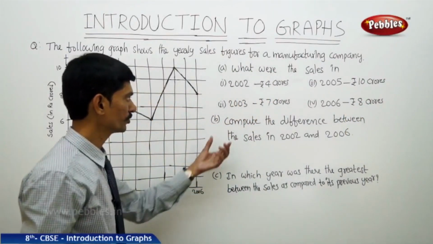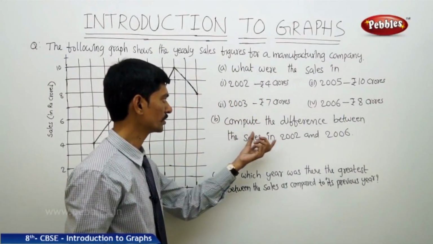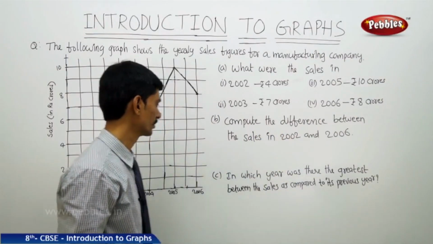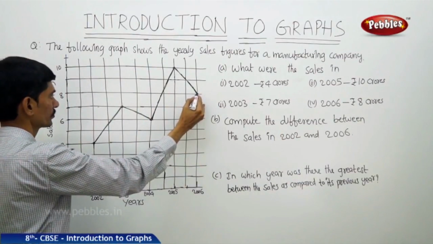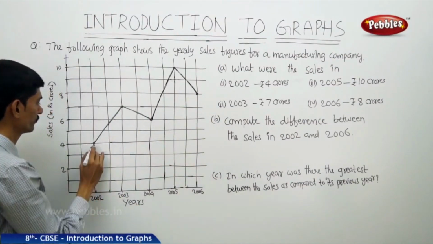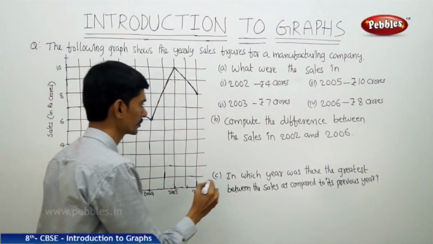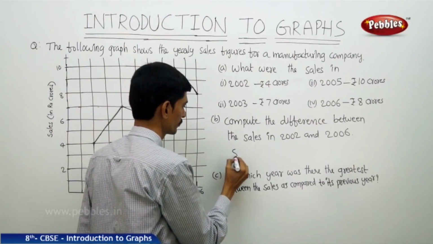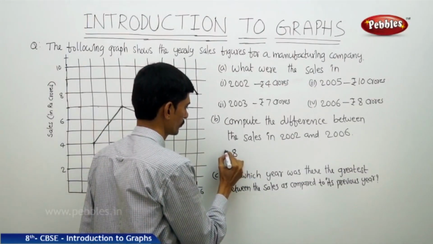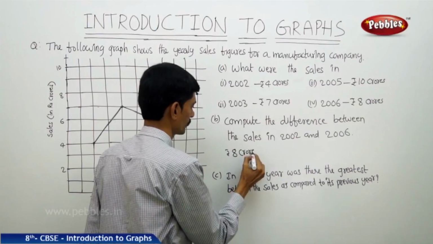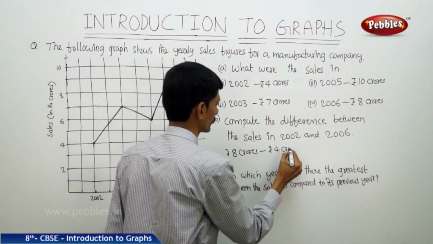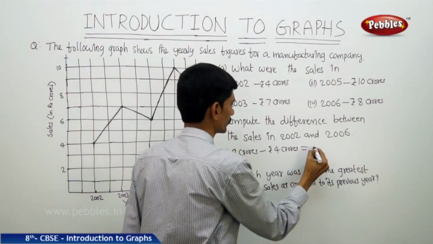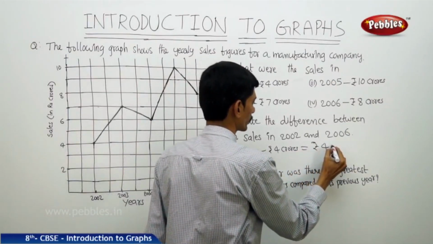Next, compute the difference between the sales in 2002 and 2006. So in 2006, 8 crores rupees, and in 2002, 4 crores rupees. So 8 crores minus 4 crores equals 4 crores.